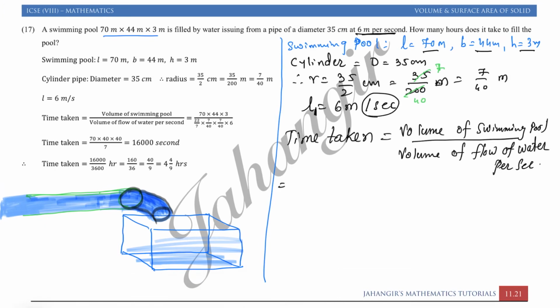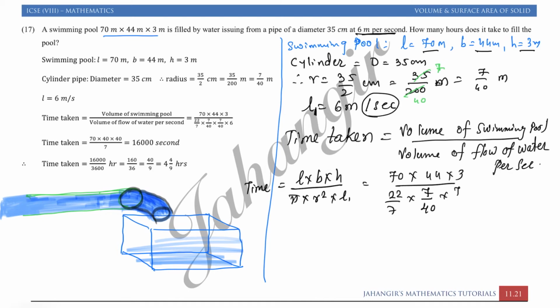I can write it here. Time taken is equal to length into breadth into height upon pi into r1 r square into l1. So swimming pool की length is 70 into 44 into 3 meter upon 22 by 7 into r is 7 upon 40 into 7 upon 40 into flow is 6 meter per second.